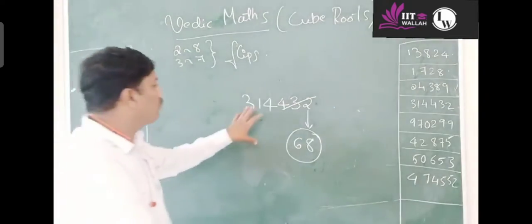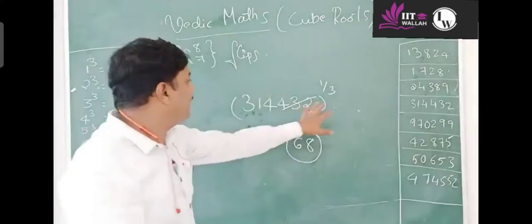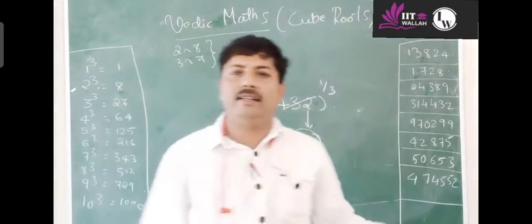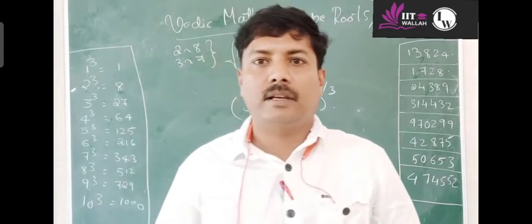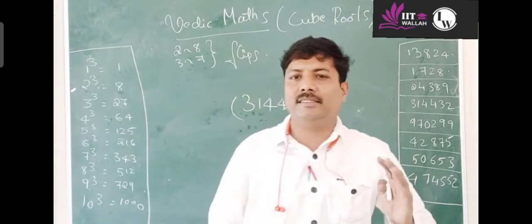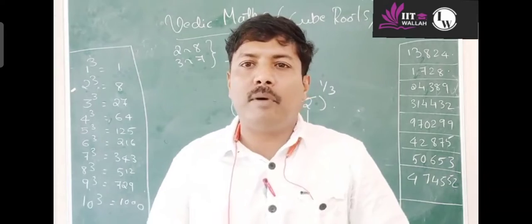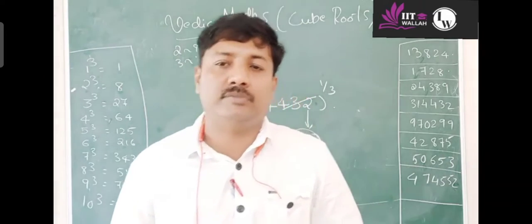So the cube root of this big number is 68. We can find it within 2-3 seconds. If you practice this, you need to practice this very well. Vedic maths is so amazing. With the help of Vedic mathematics, we can do the calculations very fast.